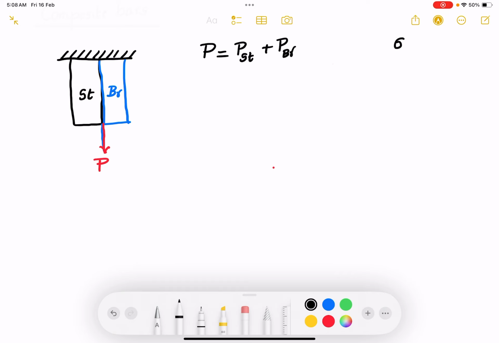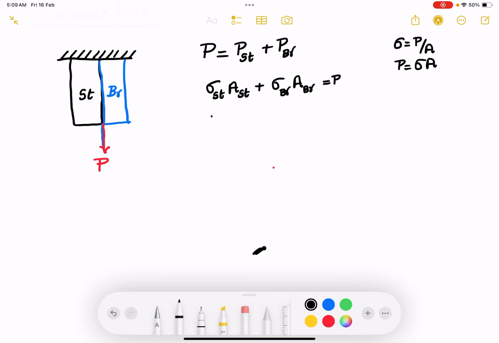We know stress is load over area. So load should be stress into area. So I just have to add the suffix. So let me rewrite the above equation here as load of steel should be equal to stress of steel into area of steel, it's a cross-sectional area, plus the stress of brass into area of brass, cross-sectional area, is equal to capital P.